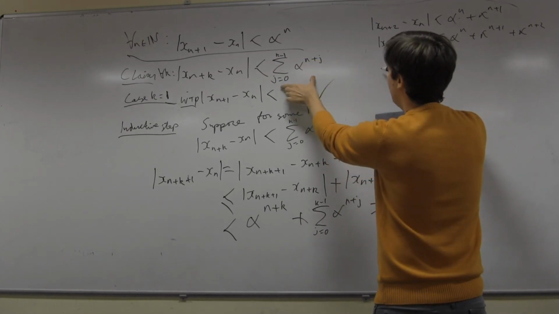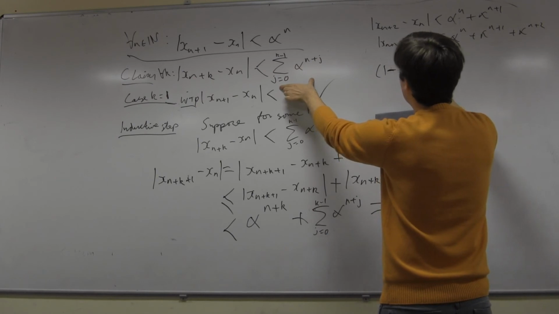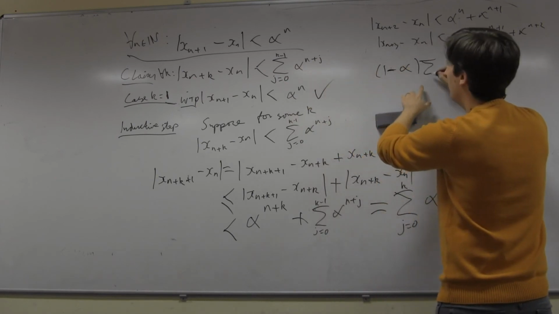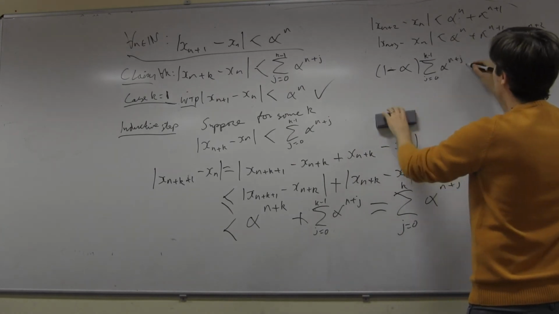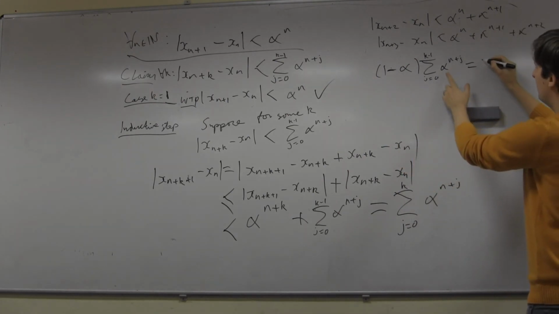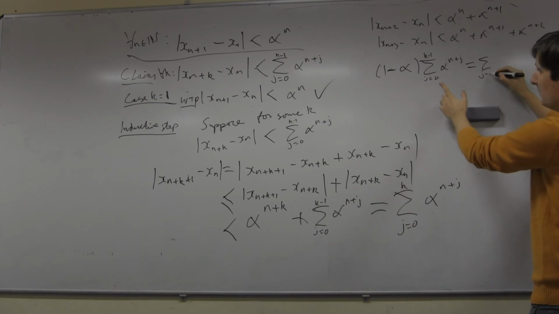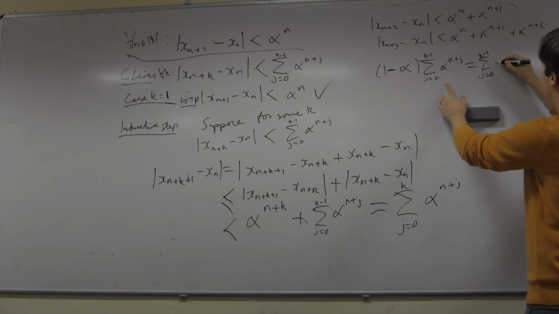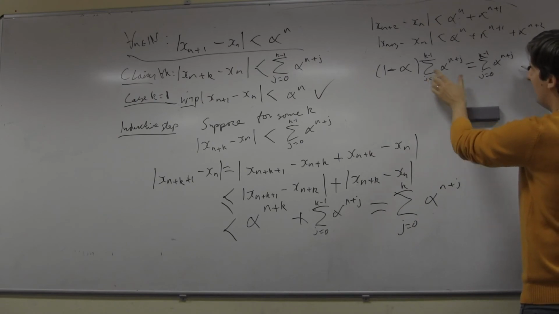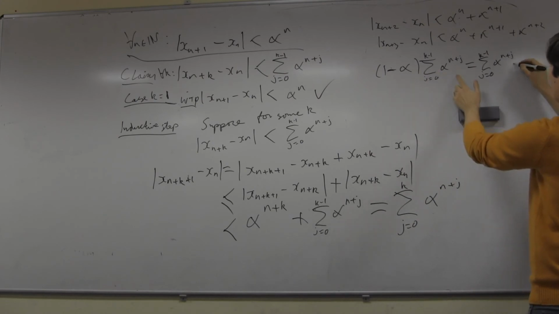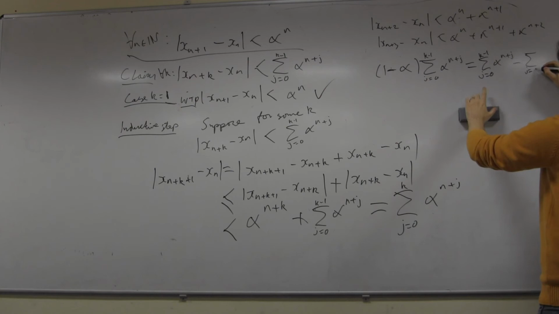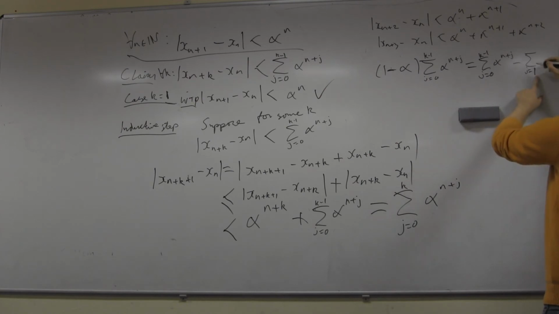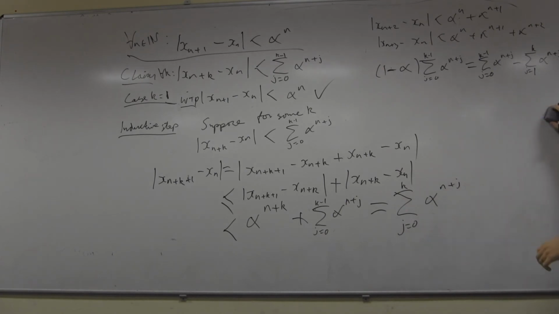So this sum, if we do 1 minus alpha times the sum j is 0 to k minus 1 of alpha to the n plus j, what's that equal to? Well, we get the original sum, which is what I showed you earlier. So we have the 1 term, and then we have minus alpha times this. So minus the sum, if you like, j is 1 to k of alpha to the n plus j. Do you see what I've done?